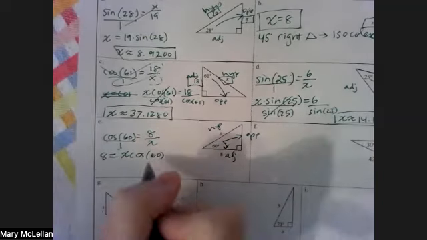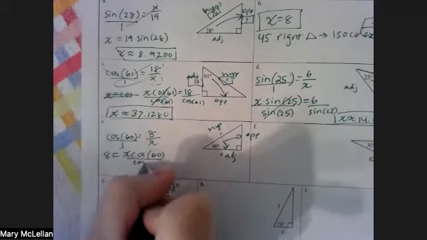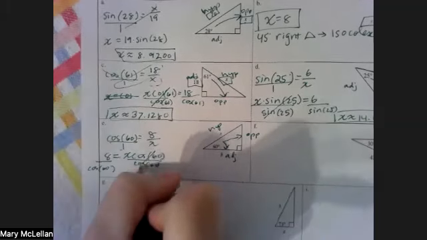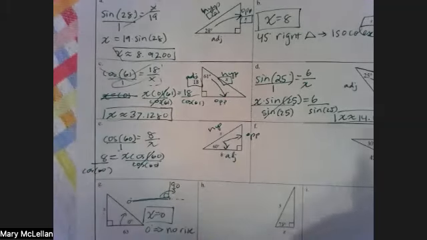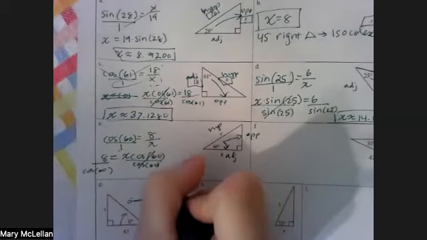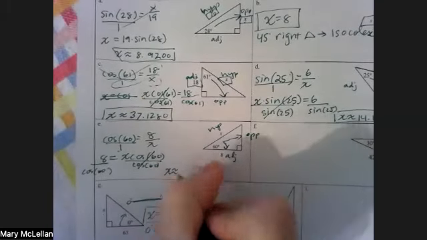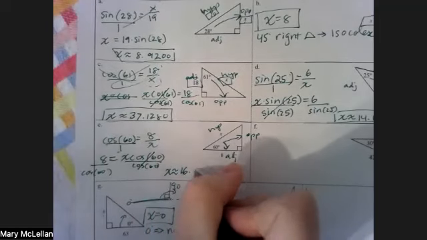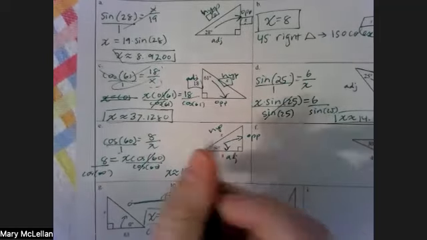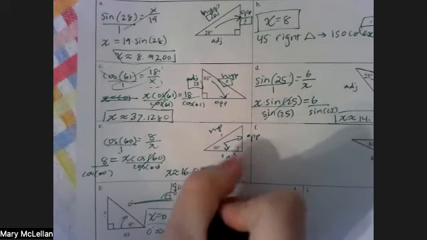X is not alone yet, so I need to divide both sides by cosine of 60. On the right-hand side, it cancels, and on the left-hand side, I have 8 over cosine of 60. I put 8 over cosine of 60 into my calculator, and I get that x is about equal to 16. Honestly, you can just write 16.